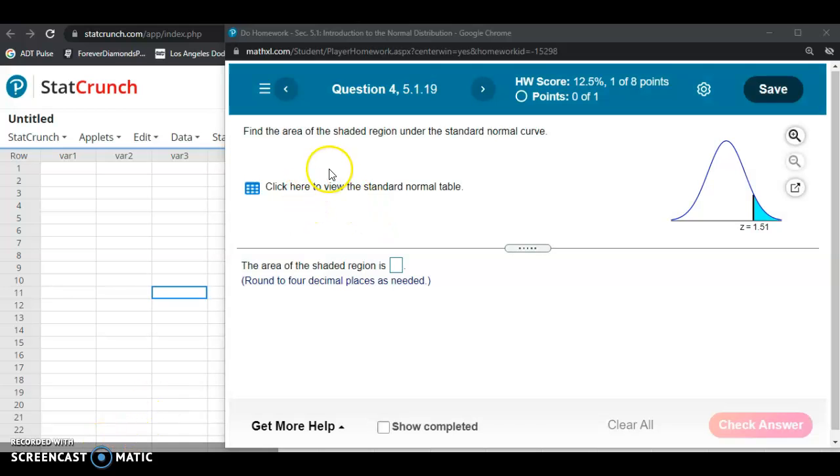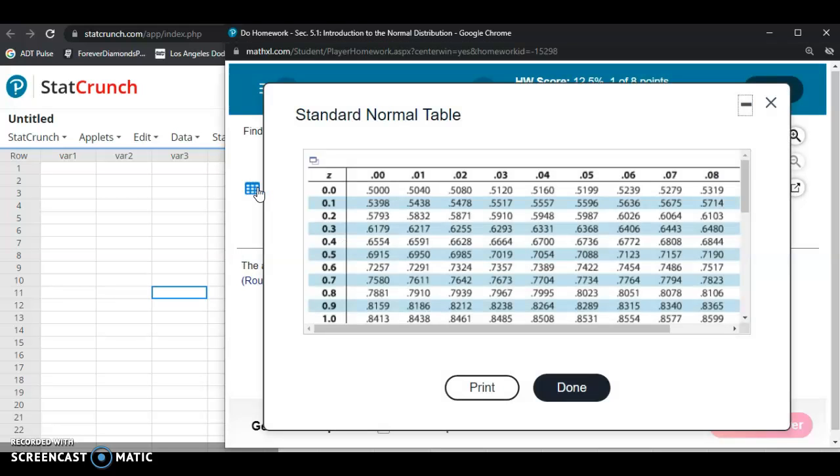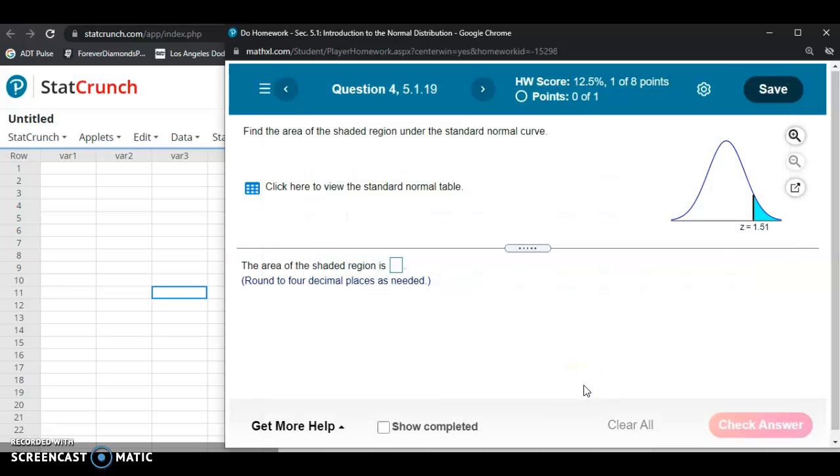Now we're going to find the area of the shaded region under the normal curve. In this case, it's the region in blue that we're finding. You can see that the shaded region is to the right of the given z-score of 1.51. Don't worry about the table. We're not going to use the table to answer these questions. We're always going to use the calculator in StatCrunch. We want to find the area to the right of z equal to 1.51 inside the standard normal curve.